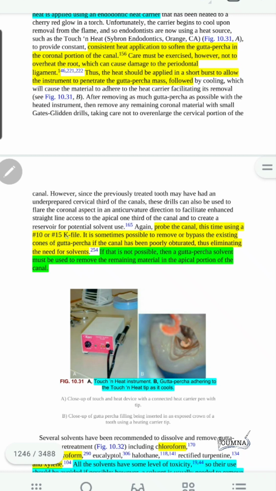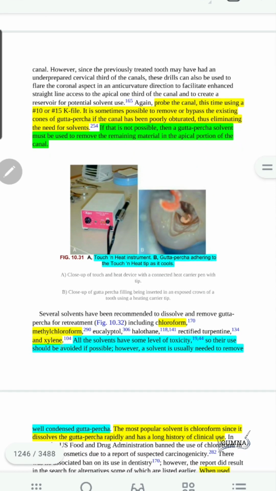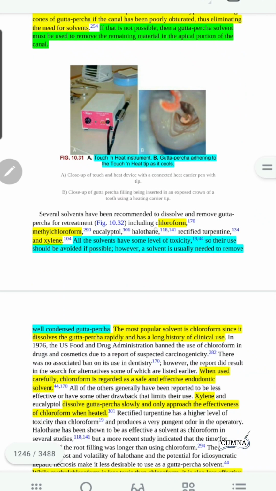We use 10 or 15 K files to remove the gutta-percha if it is poorly obturated. But if it's not possible, we can use a solvent like chloroform or Resilon solvent to remove the remaining material. The difference between chloroform and the Resilon solvent is that chloroform is faster. We can get its effect at the same time we apply it. As for the Resilon solvent, it needs more time.